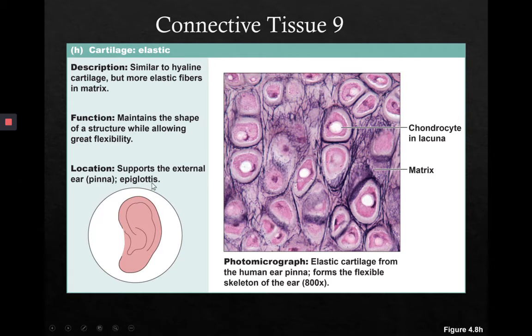The epiglottis is a piece of elastic cartilage that covers the top of your voice box or larynx, and it's going to close or cover the opening of the larynx whenever you eat food, so that that food doesn't go down your windpipe, it actually goes to your esophagus.